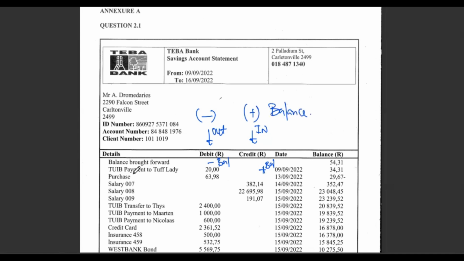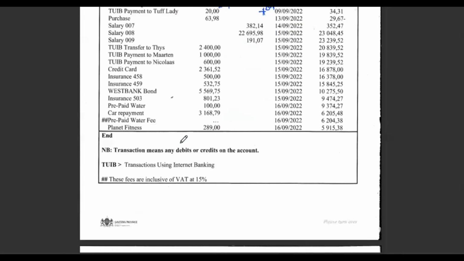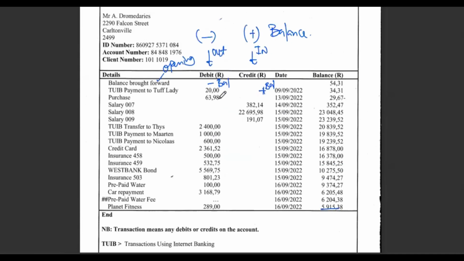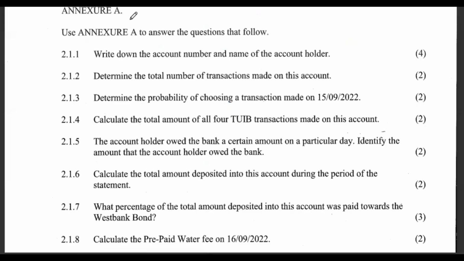Another thing that you have to know, balance brought forward is the same as opening balance, and the closing balance is the money that's at the end of the month. At the end of the month, that becomes a closing balance, and it will be used as the opening balance in the next month.